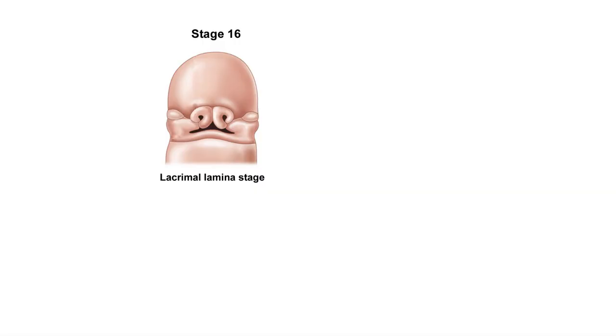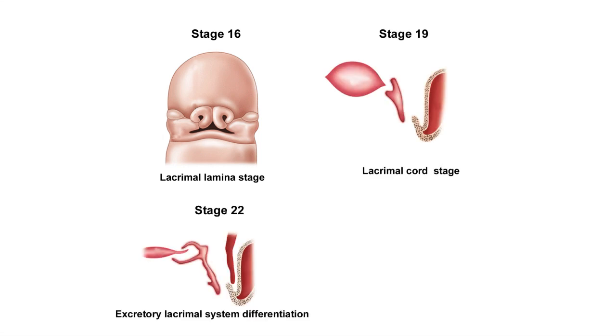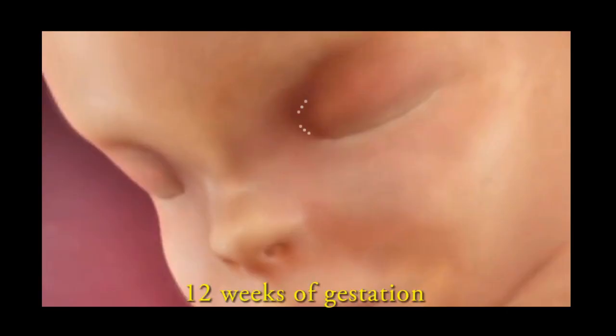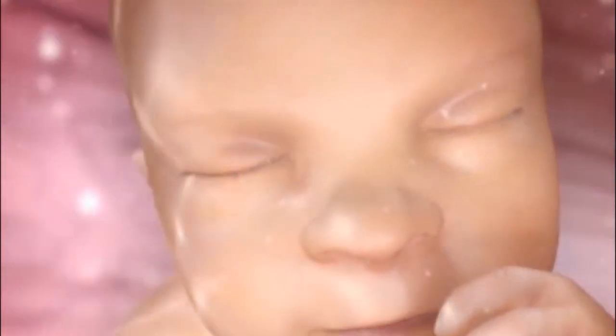The development of the lacrimal system begins embryologically at stage 16, the lacrimal lamina stage, followed by the lacrimal cord stage, excretory lacrimal system differentiation, and maturation. The lacrimal canaliculi begin at 12 weeks of gestation and become patent during the 4th month of gestation. The puncta open onto papilla just before the eyelid separation at 7 months of gestation. Disturbance at any of these stages leads to the developmental punctal anomalies.